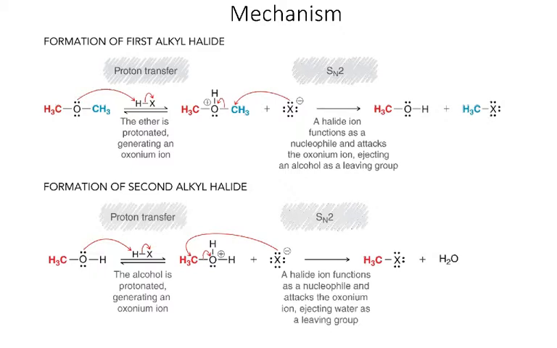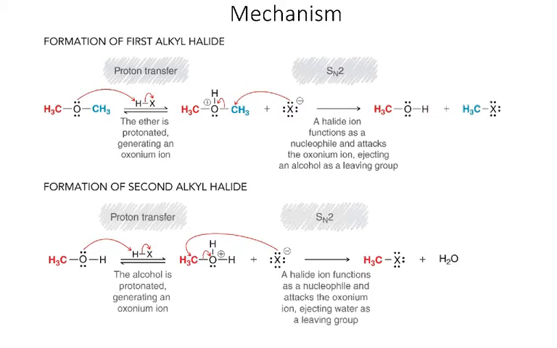So the mechanism for acidic cleavage involves proton transfer and then an SN2 step. In the first step, the proton transfer, the ether steals the proton from the acid, and so we have this ion. Then we get an SN2 reaction where the halogen from the acid acts as a nucleophile, and the oxygen from the ether acts as a leaving group. So in the first step, we've popped off one of the R groups, and we're left with an alcohol.